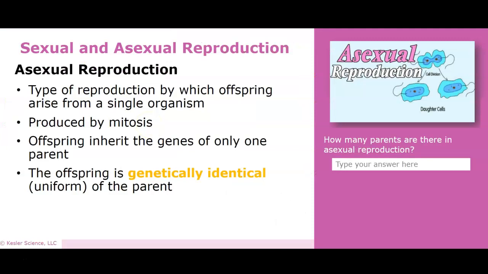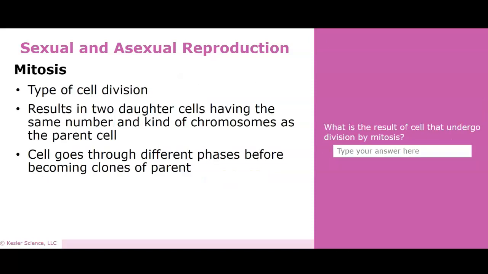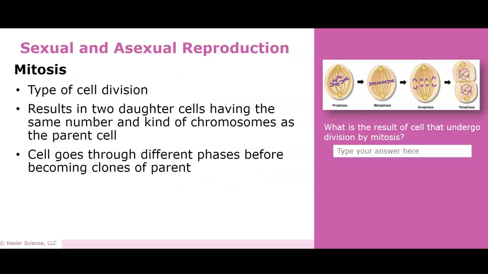Asexual reproduction is where an offspring will come from a single parent. There are not 2 parents, there is 1 parent. And the genes of the offspring are genetically identical to the parent. Mitosis is a type of cell division, and it ends up with having 2 daughter cells that are genetically identical to the parent cell. And you can see that this is the parent cell. It splits and becomes 2 cells.